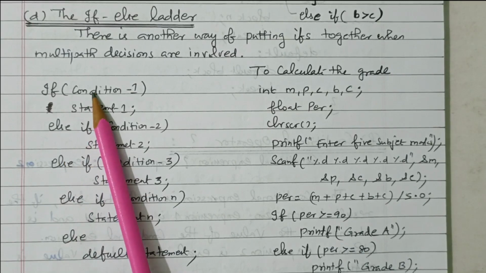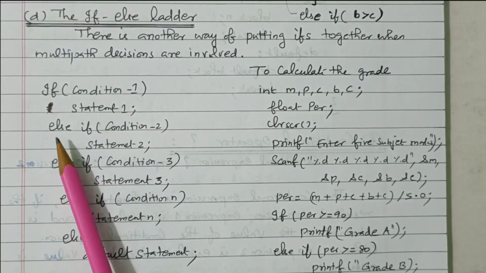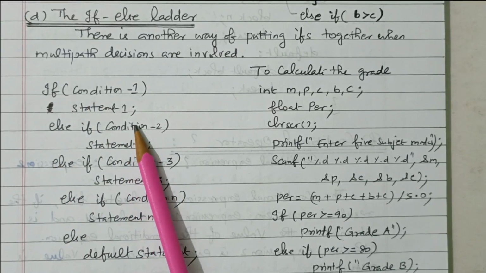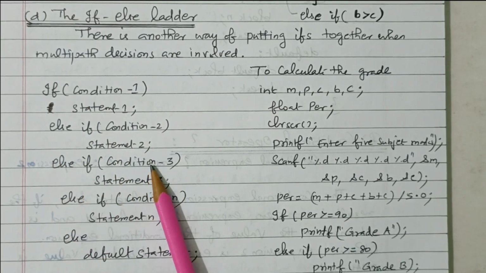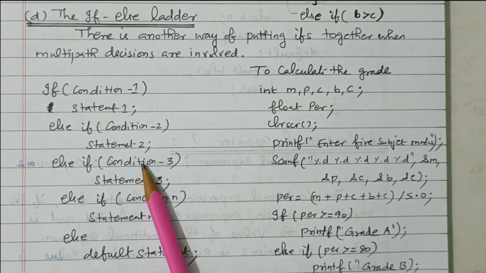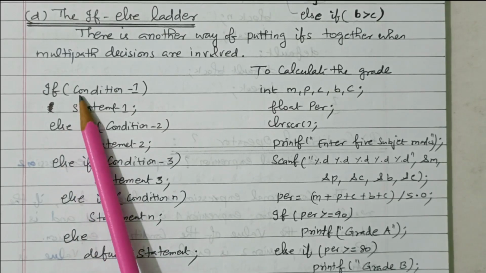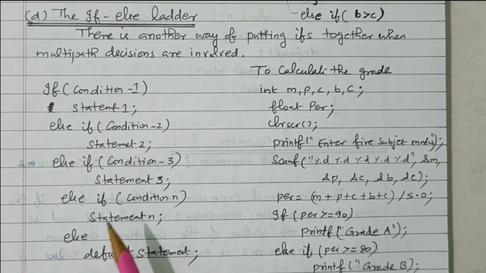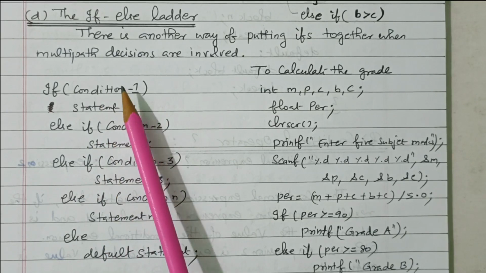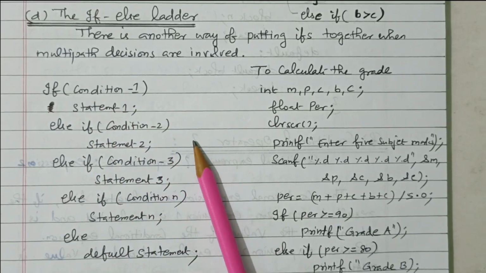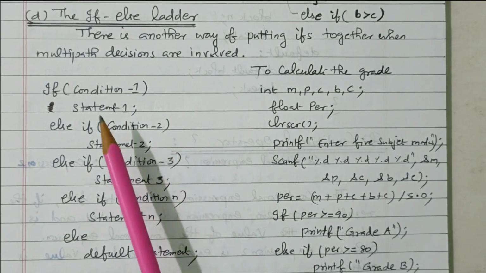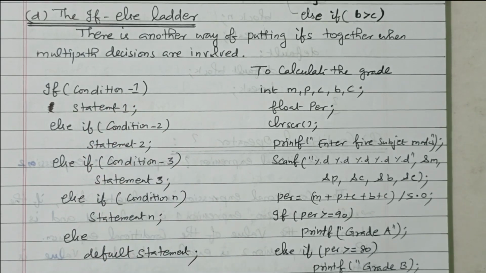So condition 1 is true means statement 1. Otherwise, condition 2, statement 2. Condition 2 also false means check condition 3, statement 3. Condition 3 is true means statement 3. Condition 3 false means it will go to another statement, like that it will go up to n. Finally, if all the conditions are false, it will go to the default statement. For every condition the statements are available, like a ladder. Nested if means condition 1, again condition 2, condition 3, like that it will go. More than one condition is executed. Here for every condition the statements are available.